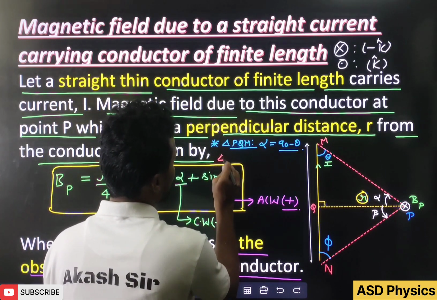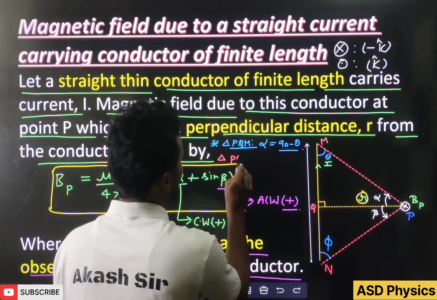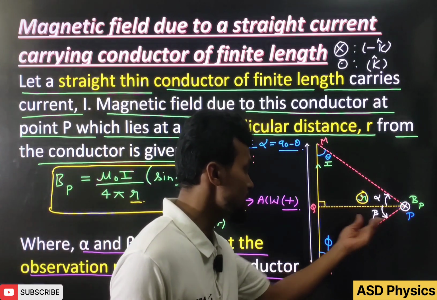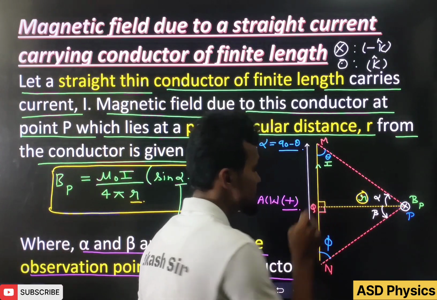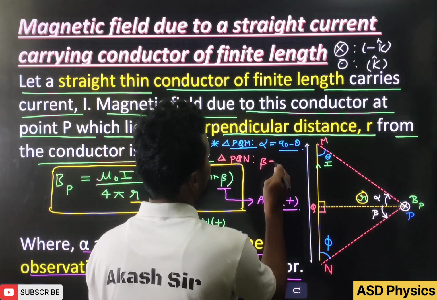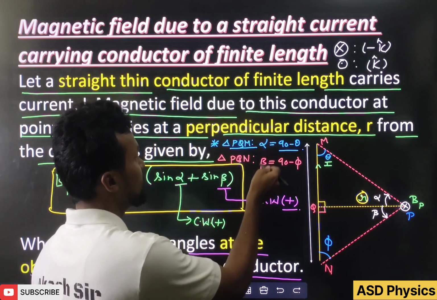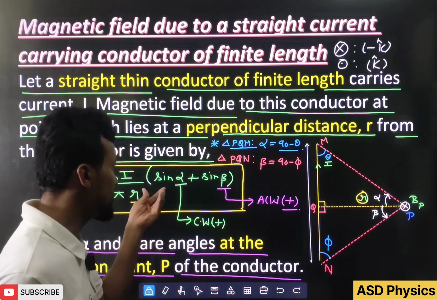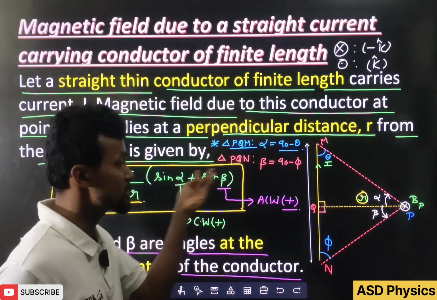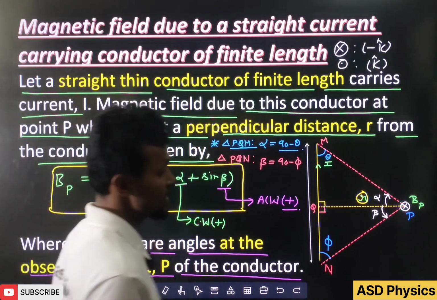Similarly, if I talk about the next triangle, I have taken the triangle PQN. Here, beta plus phi plus this 90 will be how much? 180 degree. So from there, beta will be 90 minus phi, and this alpha and beta I will replace here. So sine alpha means sine of 90 minus theta, beta means 90 minus phi, so sine of 90 minus phi. This alpha and beta angle I am going to replace in this formula.